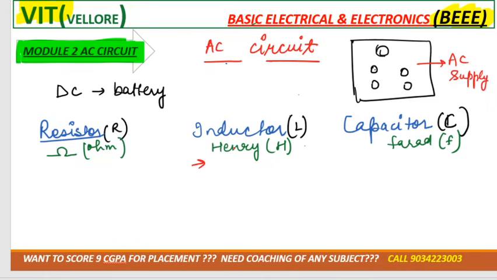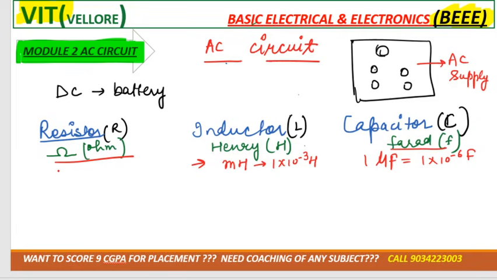But most of the time you will get the inductor value in millihenry, so you need to convert it into the standard unit. What is the standard unit? 1 millihenry is equal to 1 into 10 raised to power minus 3 henry. And you will get capacitance in microfarad. So 1 microfarad is equal to 1 into 10 raised to power minus 6 farad. Got it? Resistance you will generally get in ohms or maybe kilo ohm. So 1 kilo ohm is how much? 1 into 10 raised to power 3 ohm. Clear?